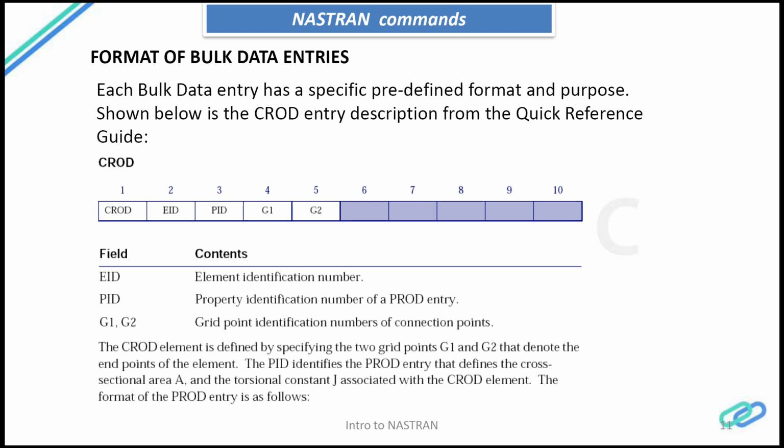As I mentioned earlier, each bulk data entry will have its own format depending on the parameters specified by the user. For example, for the same rod element, if the user uses a higher order rod element which has mid-side nodes, there might be a few other fields appearing. Or if the user specifies a few other properties or parameters, then other fields might appear in the BDF. So it purely depends on the user entry.